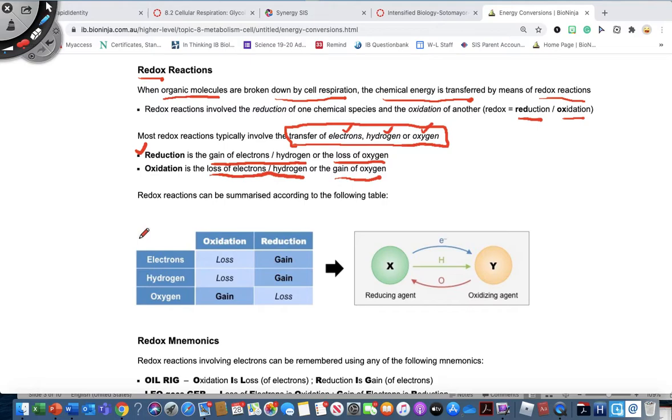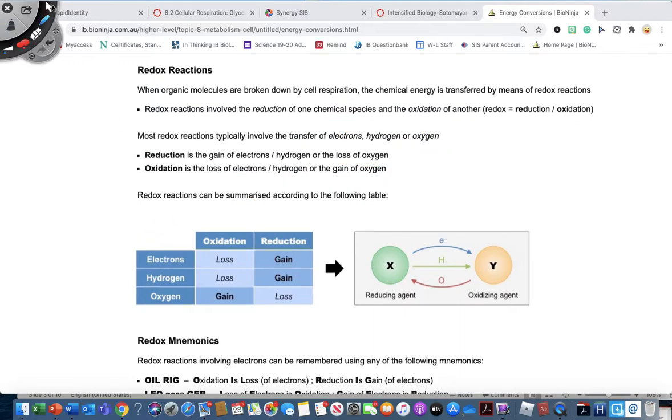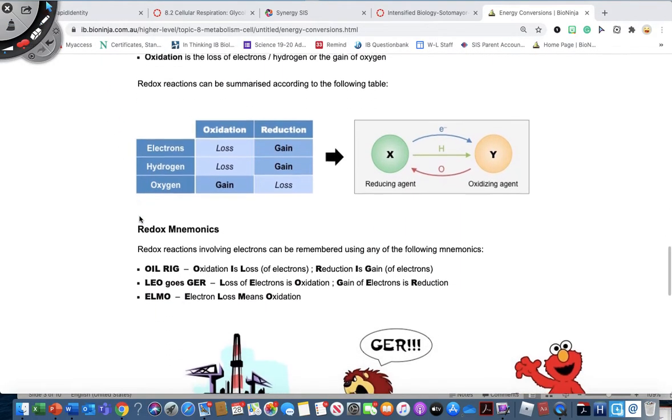So here they give you a nice little table to summarize the oxidation reduction reactions. So here we see a reducing agent that is losing electrons and losing hydrogens. So this reducing agent is getting oxidized. And then this oxidizing agent here, it's getting reduced when it gains these electrons, this hydrogen, and when it loses the oxygen. So there are a couple of nice little mnemonics to help you remember the redox reactions.